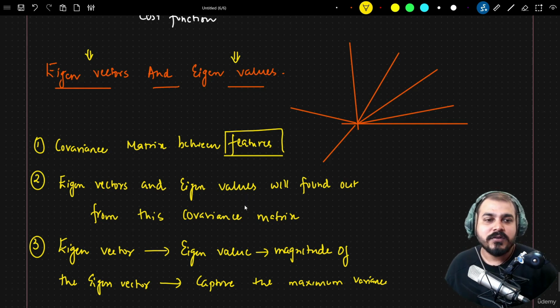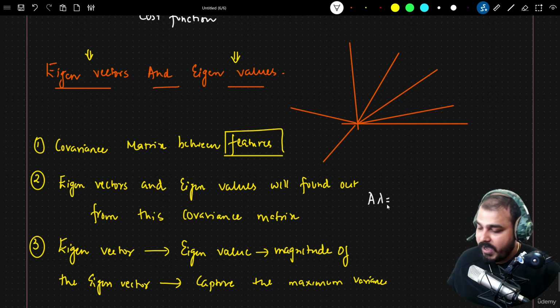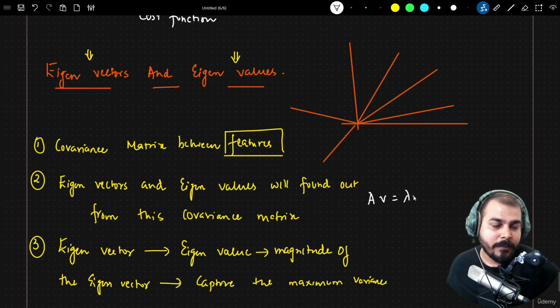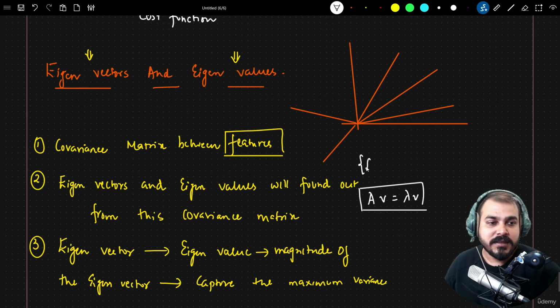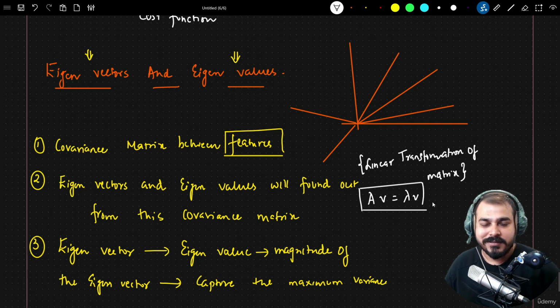The eigenvectors and eigenvalues can be found out by the simple equation that is A vector v is equal to lambda vector v. We'll try to understand this specific equation, what exactly this equation is. This is nothing but linear transformation of matrix. So we'll try to understand what exactly is this linear transformation of matrix. And then once we do this, you will be able to get some eigenvalues. Whichever eigenvector has the highest eigenvalue, which is nothing but the magnitude of the eigenvector, that specific vector will get selected.